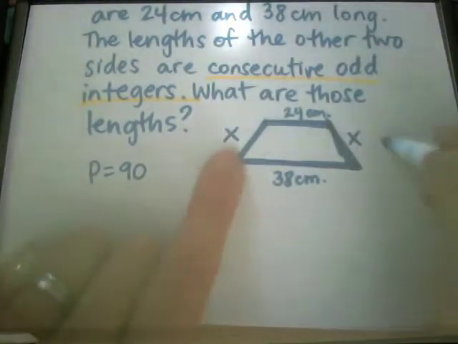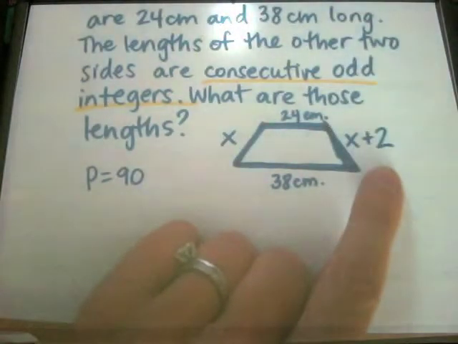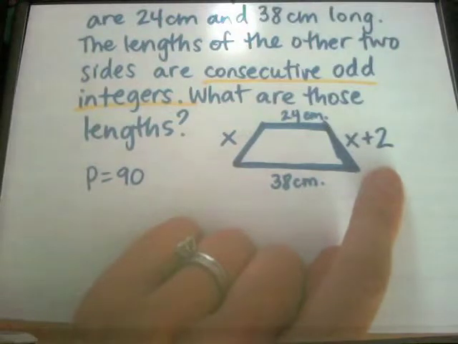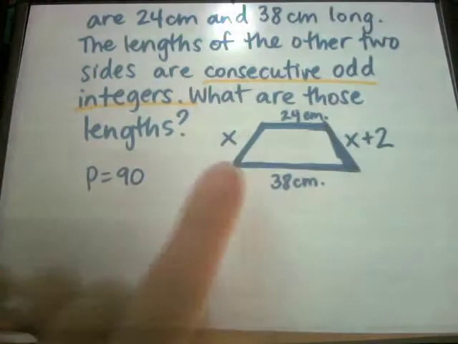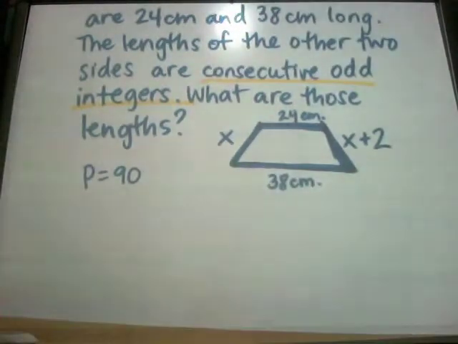Okay, good. So the first one would be x, and the next one would be x plus 2, because even though they're odd, they jump by 2. Now, we don't have to add them together, right? This doesn't say the sum of them. It just says that the lengths of the other two sides are consecutive odd integers. It doesn't matter which one's which. We're going to add it all together, and remember, we can add in any order.